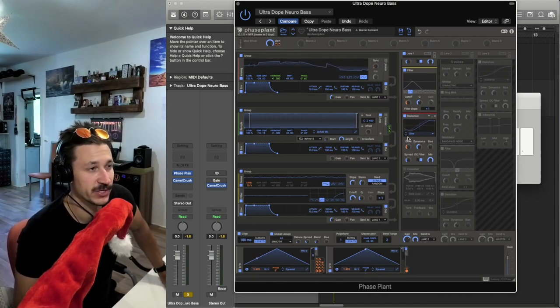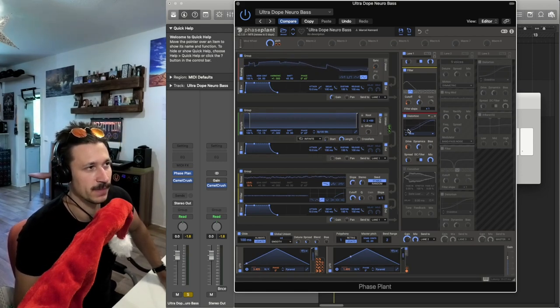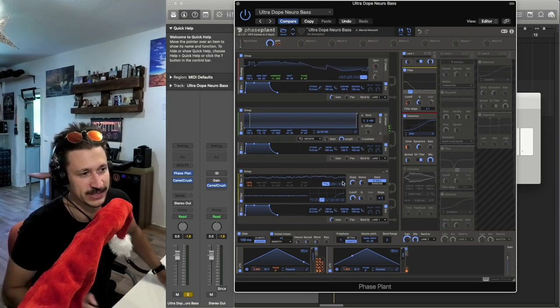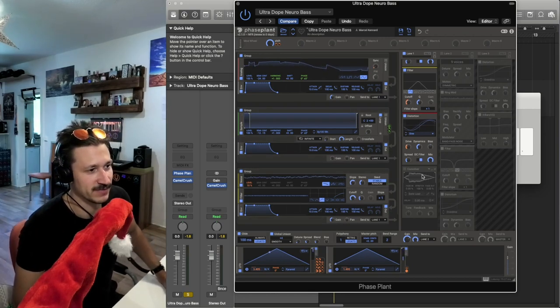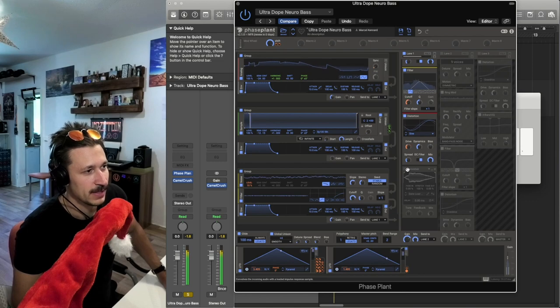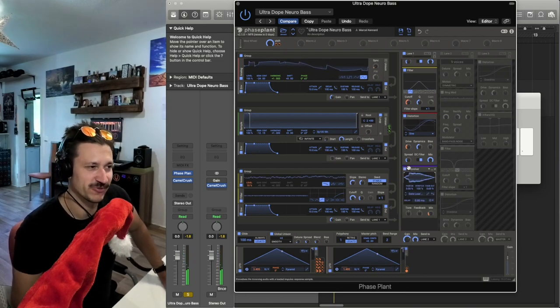Sometimes the sine mode will really change the tone as well. In this case, because it was quite low, it's basically just brought it back up to a relatively nice volume again. So now we're going to add some extra harmonics and a bit of space into the sound with the convolver.